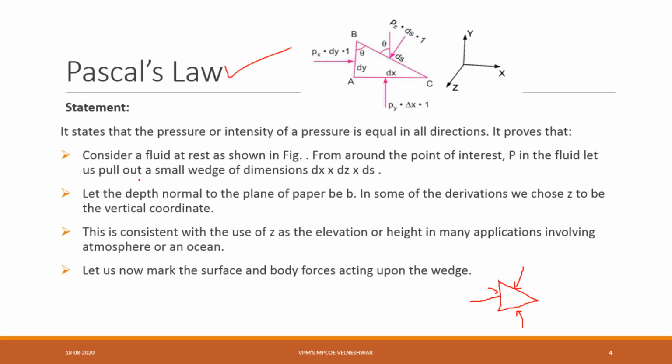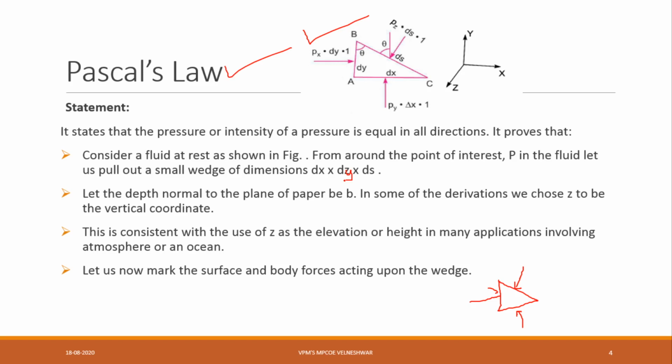We have to take one object and solve it, and then we will get the value. Here I am considering a fluid at rest as shown in the figure. Means I am taking one fluid that is in rest position. Around the point P in the fluid, let us put a wedge of small dimensions, that is dx, dy and ds. Either dx, dz, ds is there, or instead dx, dy also you can take. In different textbooks the labels will change.